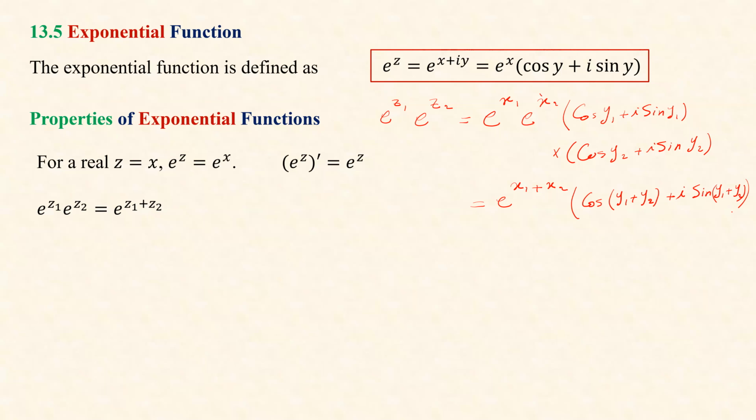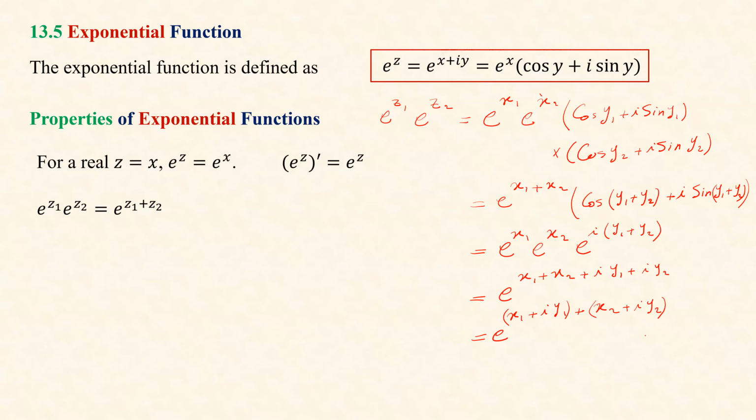So you see that this becomes e to the x1 times e to the x2, and this one becomes e to the I y1 plus y2, and then you see that becomes e to the x1 plus x2 plus I y1 plus I y2, so it becomes e to the x1 plus I y1 plus x2 plus I y2. So it's z1 and z2. That's e to the z1 times e to the z2. So it has this property. All right.